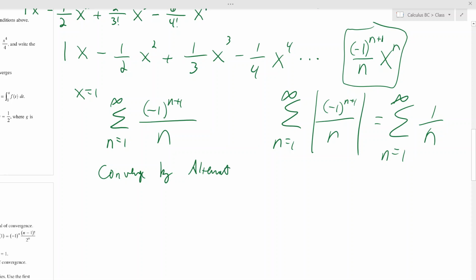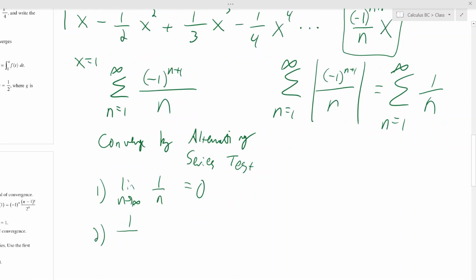So the original converges by the alternating series test, which again is pretty simple. That's just: do the terms go to 0, not the alternating part, but do the terms go to 0? Yes, 1 over n goes to 0. And 2, are the terms getting smaller? Yes, so check, check. So it converges.